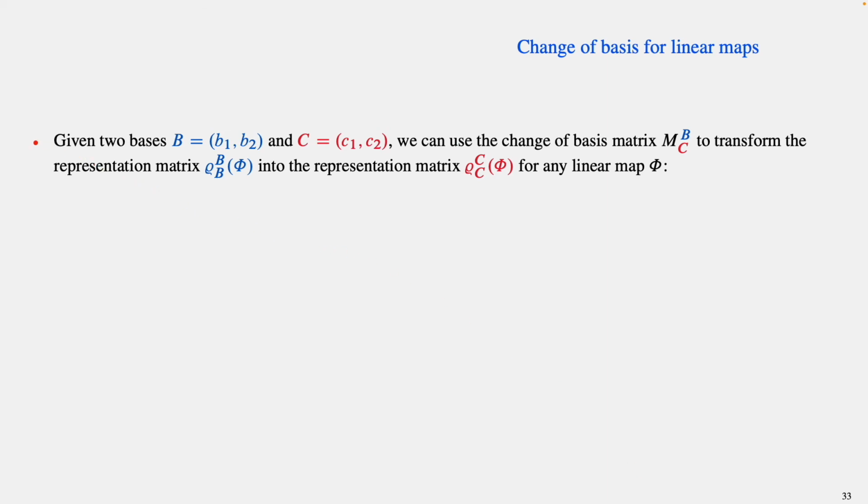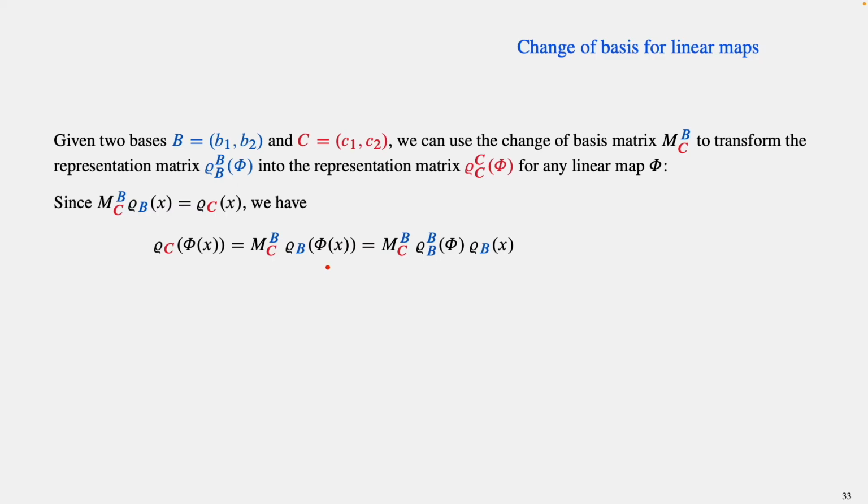Now we change the basis representation between two different bases. So suppose we're given two bases B and C. Then we can use the change of basis matrix MBC to transform the representation matrix rho BB of phi into the representation matrix rho CC of phi for any linear map. Now we know that to get from the representation in the basis B to the representation in C, we multiply a vector by MBC. So if we want to have rho C of phi of x, that's the same as taking rho B of phi of x multiplied by MBC.